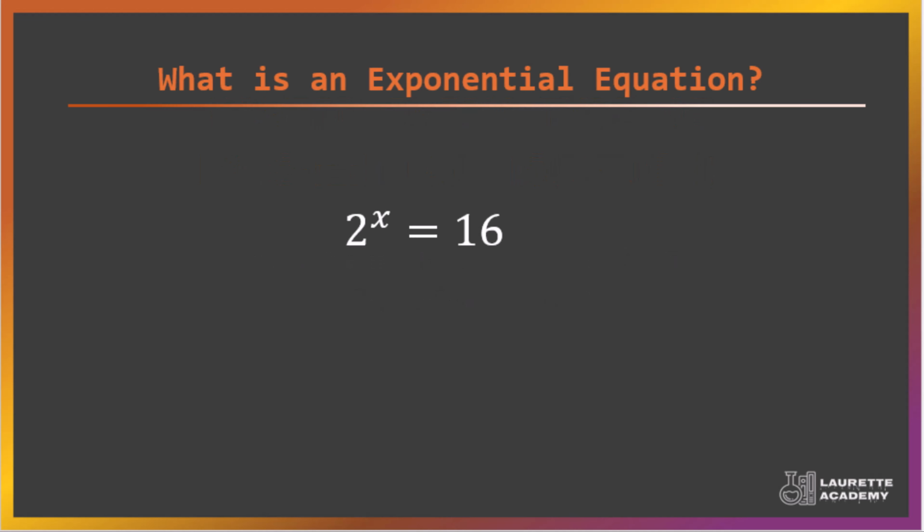What is an exponential equation? Simple. An exponential equation is an equation where we have the variable in the exponent position. For example, we have 2 to the power x equals 16. The variable here is x, it is in the exponent. Alright? This is different from a linear equation such as 3x plus 2 is equal to x. This is a linear equation. Okay, as simple as that.